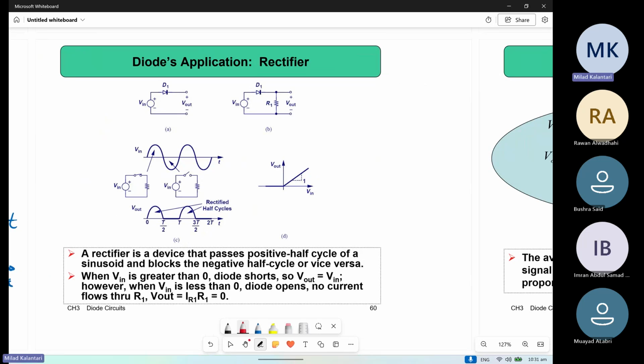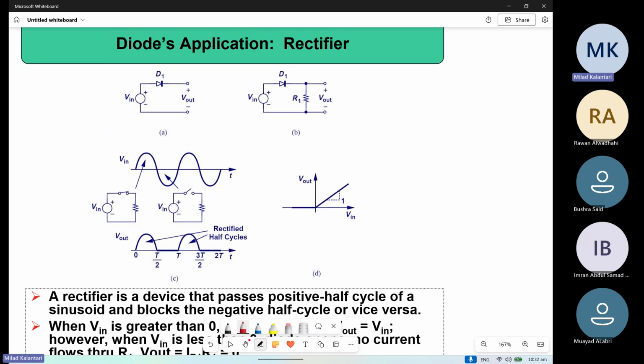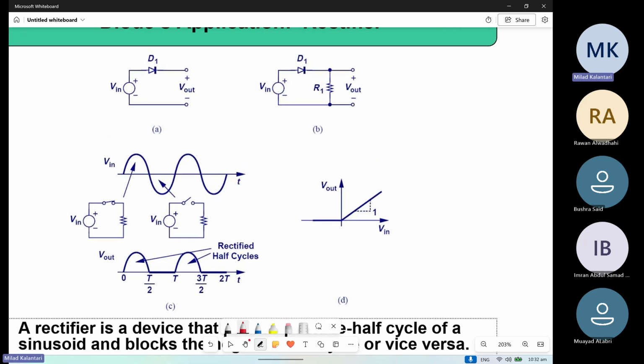So here also is trying to show this characteristic, but now what is the difference between this circuit and the previous one? Here, basically, the V out is the output of the resistor rather than the output of the diode, right?